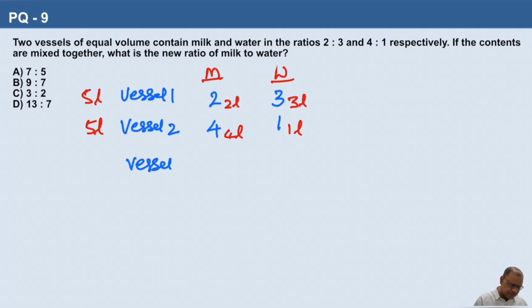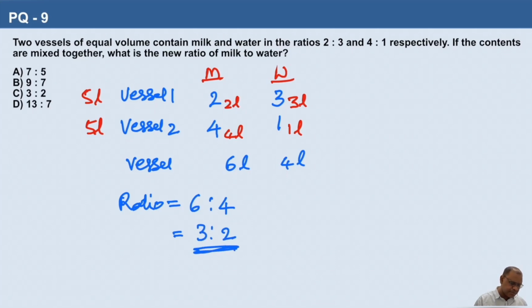So you will get here 4 plus 2, 6 liters and this is 4 liters. So the ratio is 6:4. If you simplify, 2 3s, 2 2s. 3:2 is the ratio of milk and water in the new vessel. Answer is option C.